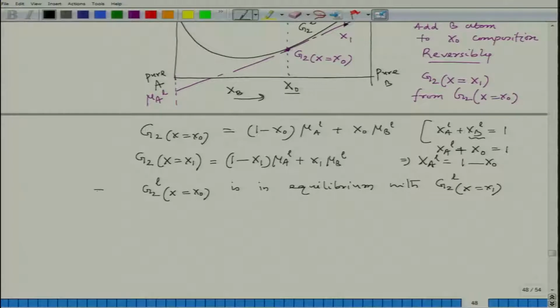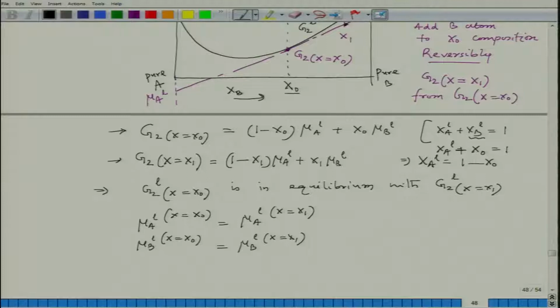Why can I say this statement? From these two equations, I can see that for both the free energy cases, mu A L at composition x equal to x0 equals mu A L at x equal to x1. Similarly, mu B L at x equal to x0 equals mu B L at x equal to x1.